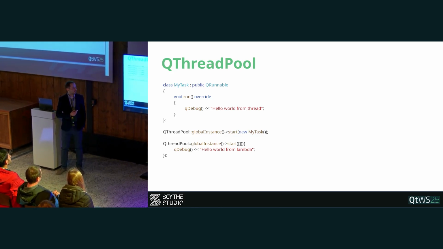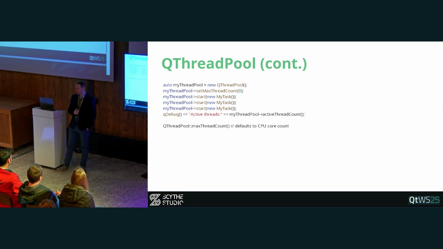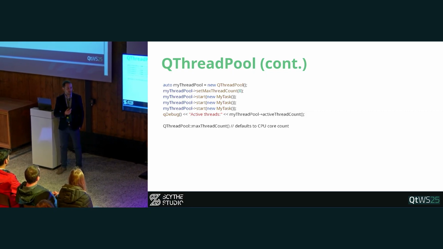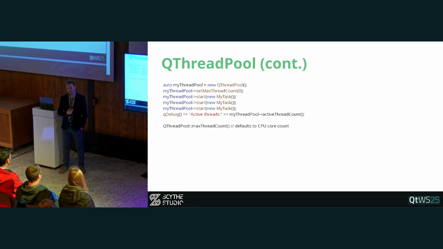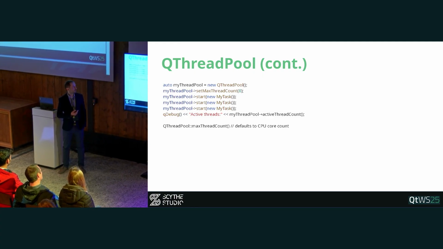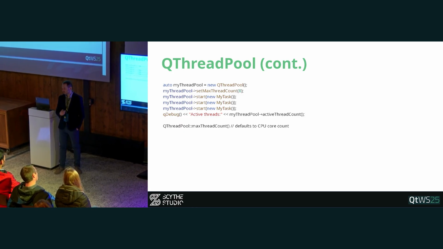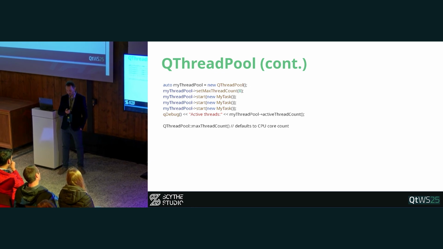If you want to have more control, then you can create your own QThreadPool instance, and if you do so, then you can also control how many threads it should use by calling the setMaxThreadCount method. However, it controls the maximum number of threads. It doesn't mean that if you specify 8, for example, that it will always run 8 threads. It will run as many threads as it needs according to the number of tasks that you schedule on this thread pool, but this is the maximum number of threads to be used. And this value for the global thread pool defaults to the number of CPU cores.